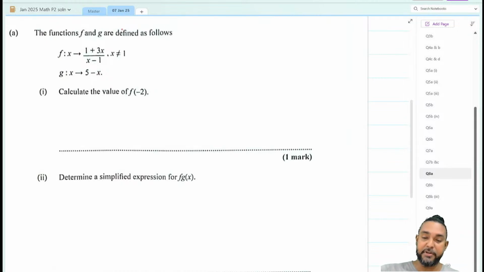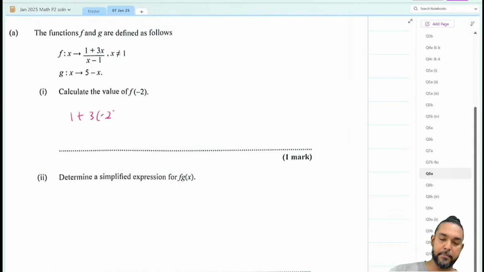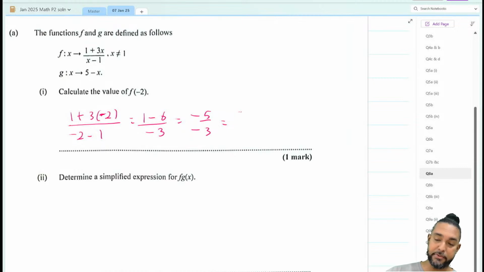All right, functions f and g are defined. What's the value of f of minus 2? You simply have to substitute minus 2 here and here. So 1 plus 3 by minus 2 all over minus 2 minus 1. 3 by minus 2 is minus 6, so the top is minus 5. It has minus 5 over minus 3, and a minus divided by a minus is a plus, so it's just 5/3. Let me double check that.